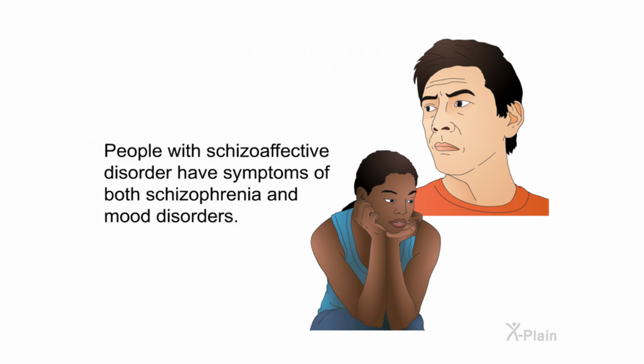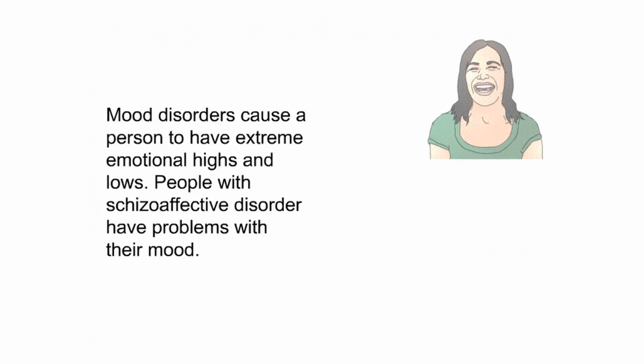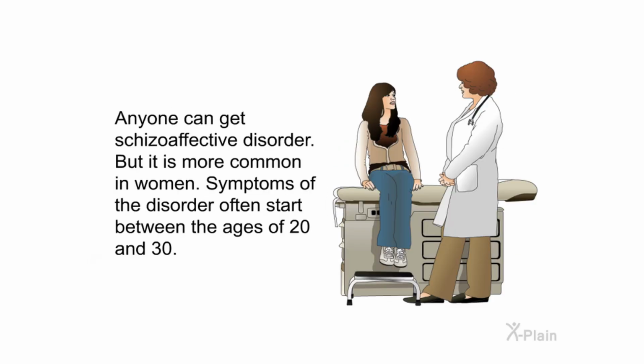People with schizoaffective disorder have symptoms of both schizophrenia and mood disorders. Schizophrenia is a condition that causes a person to have hallucinations and delusions. People with schizoaffective disorder lose touch with reality. Mood disorders cause a person to have extreme emotional highs and lows. People with schizoaffective disorder have problems with their mood. Anyone can get schizoaffective disorder, but it is more common in women. Symptoms of the disorder often start between the ages of 20 and 30.